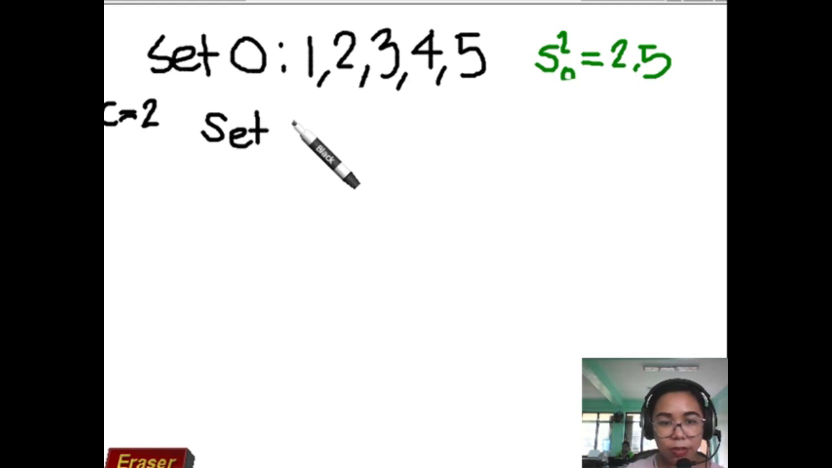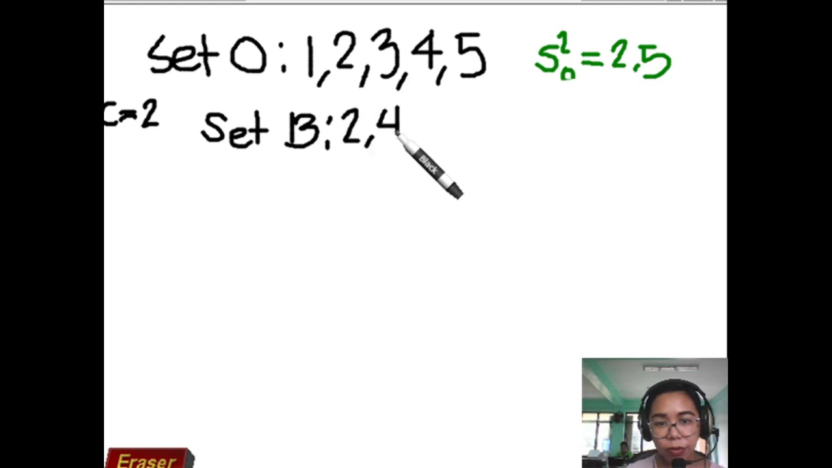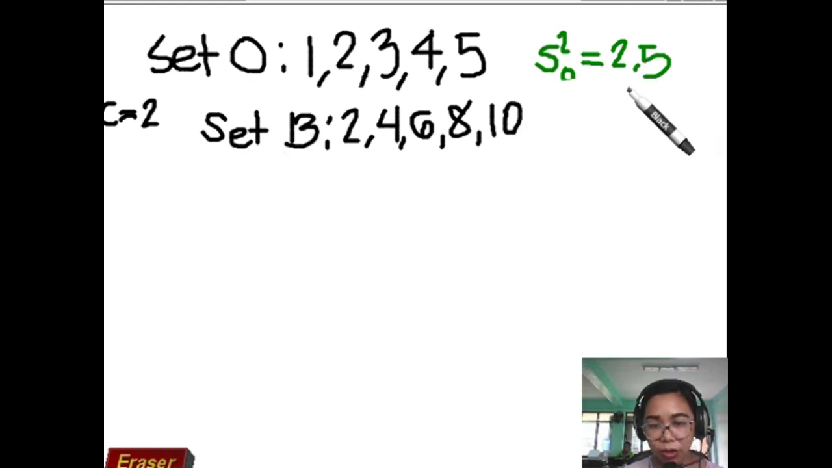Let's call it set B. So we have here 2, 4, 6, 8, 10. We expect the variance for set B to be four times the variance of the original set, since we multiply the values with a constant value 2.